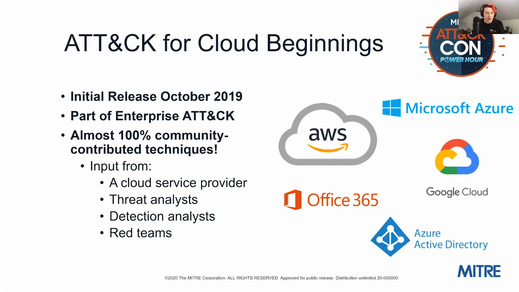So Attack for Cloud was added as a part of Enterprise Attack. It really was and continues to be a community effort. Almost 100% of the initial release of Attack for Cloud was contributed by the community. That initial and also the current release cover AWS, Azure, and GCP, as well as Office 365, Azure Active Directory, and also a generalized SaaS platform.